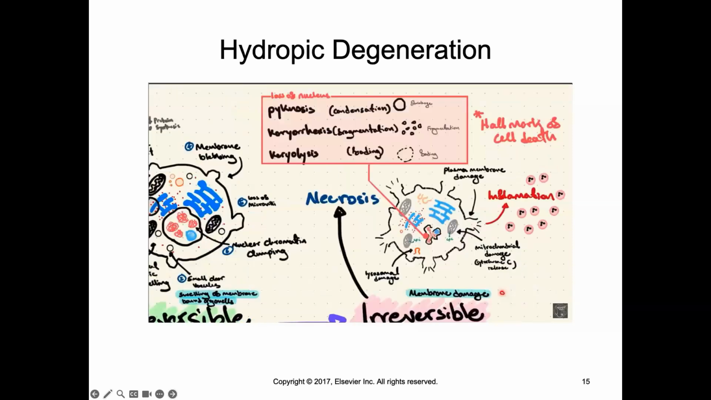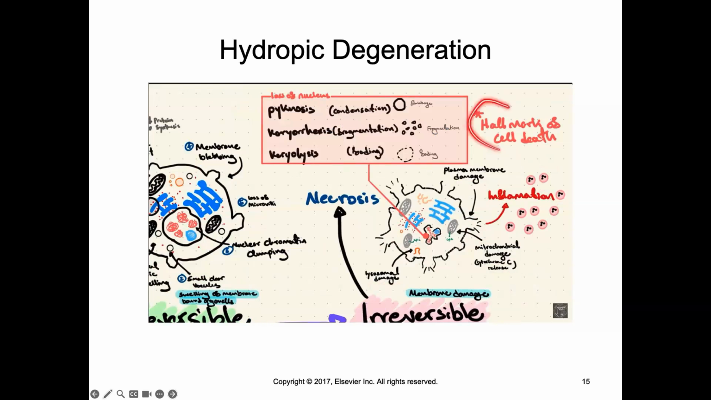Now, membrane damage is a hallmark of irreversible injury. There can be plasma membrane damage causing the release of intracellular components that leads to the excessive inflammation in necrosis. There may be mitochondrial damage that leads to the release of cytochrome C, and cytochrome C is an important player in apoptosis. And we could even have lysosomal membrane damage, causing the release of catabolic or digestive enzymes.